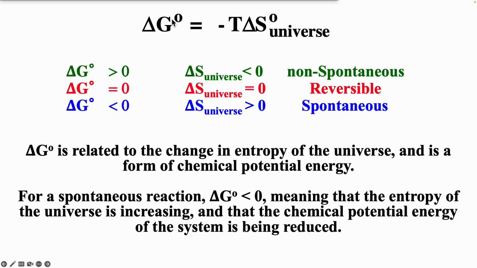Now, because delta G equals minus T delta S universe, for spontaneous processes, delta S universe is positive, which means delta G would be negative. Now we can think about delta G in terms of potential energy. And so if you're going from high potential energy to low potential energy, that would be negative delta G, because remember, it's going to be products minus reactants, and that would correspond to a spontaneous process.